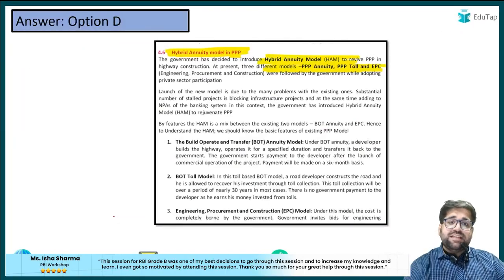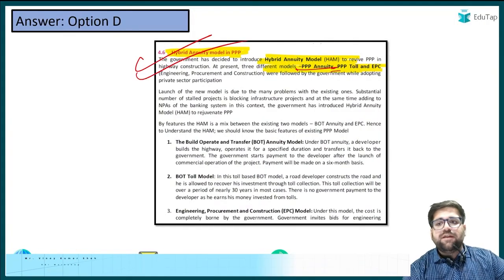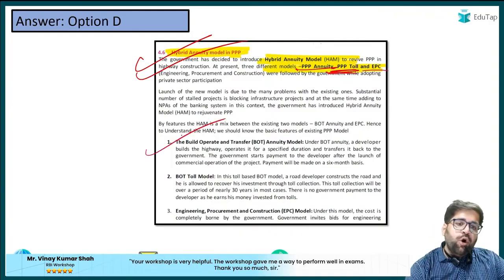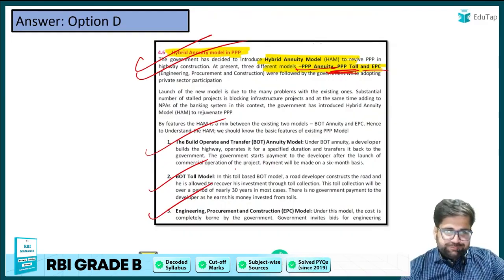And my dear friend, the same concept has been given in your concept notes as well. PPP annuity, which is sometimes also known as BOT annuity, PPP toll, and EPC. All these 3 different models have been comprehensively explained in your course.